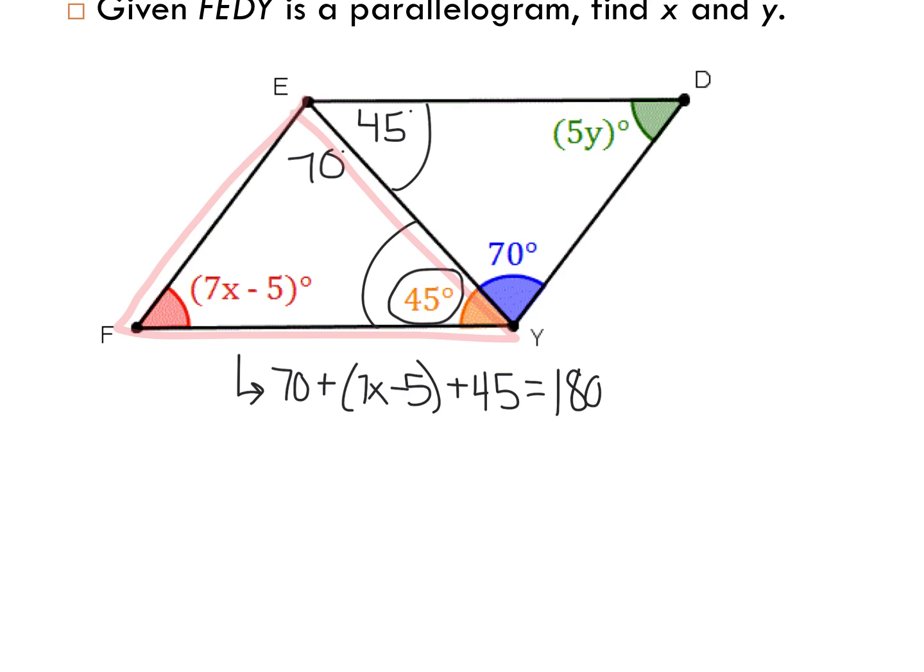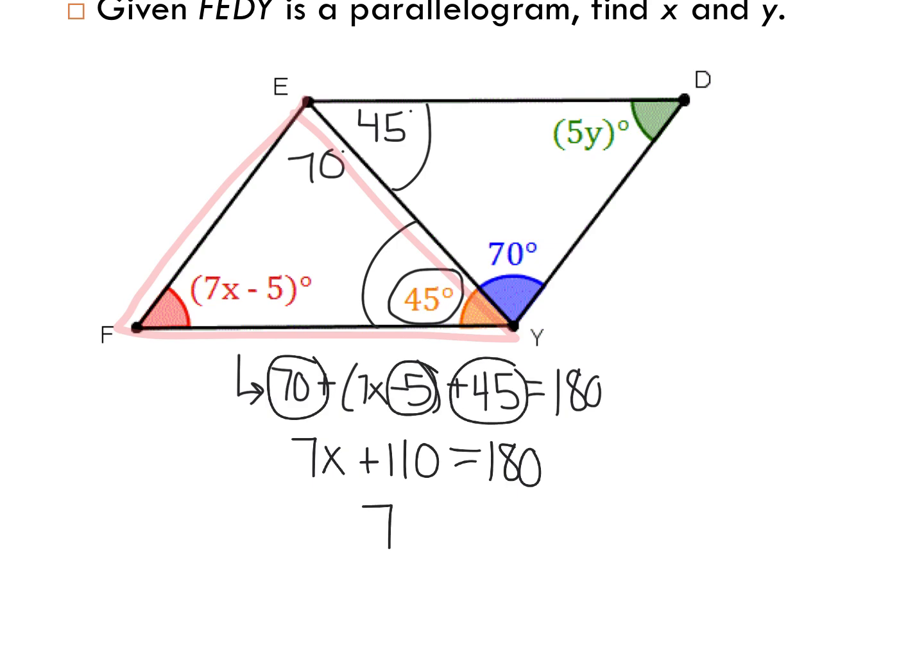So let's combine our like terms. We're going to have 7x plus 110 equals 180. I got 110 by doing 70 minus 5, that's 65. 65 plus 45 is 110. Subtract 110 from both sides, I get 7x equals 70, so x is equal to 10.